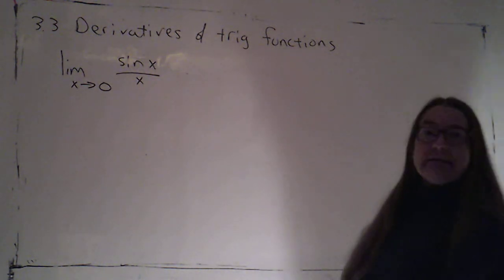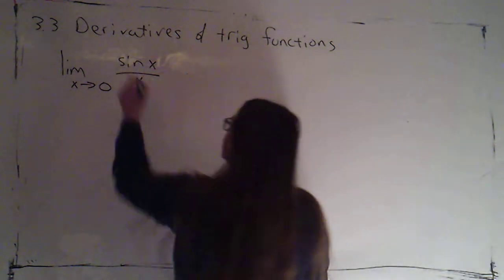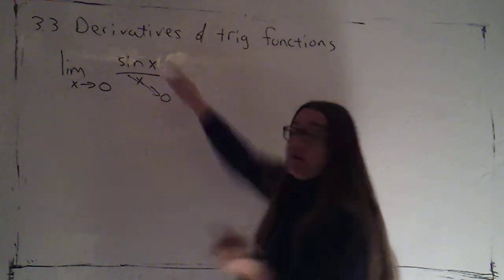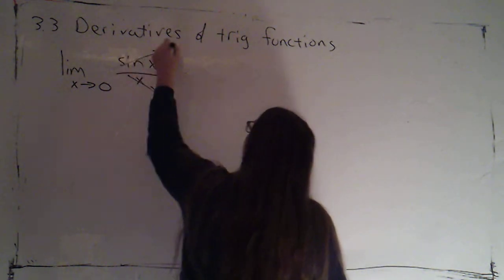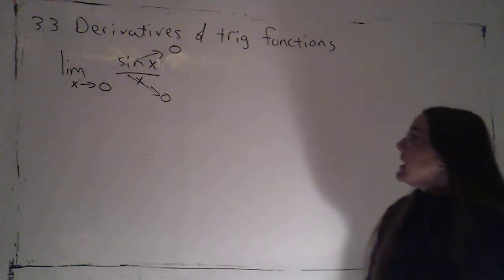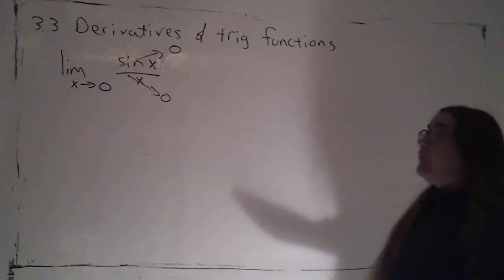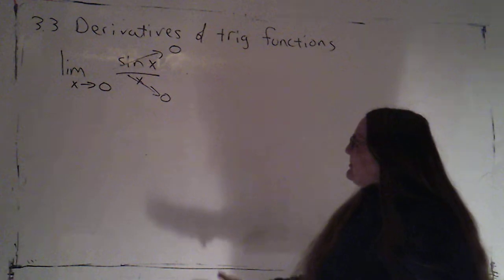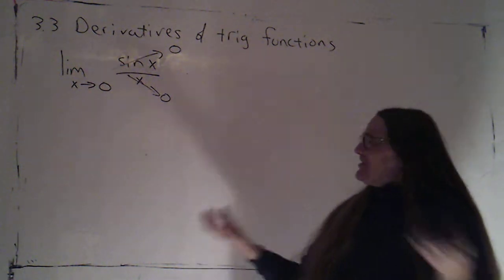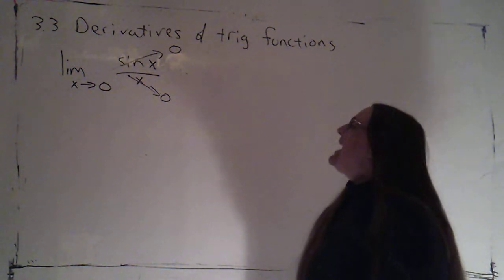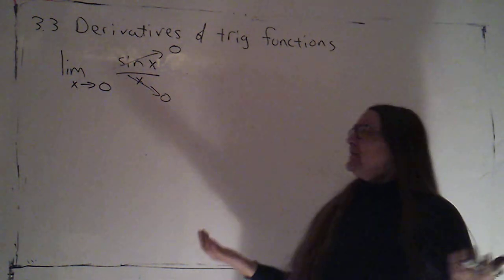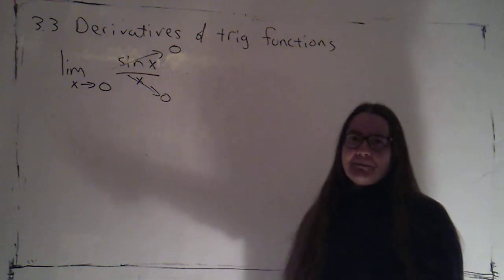Notice this is an indeterminate form. Pretty clearly the bottom is going to 0. Sine of 0 is 0, so the top is also going to 0. So we've got this indeterminate form. It does not look like we're going to be able to factor and cancel because neither of those things factors. Each is just a single quantity. And it doesn't look like we can rationalize and cancel because there are no roots to rationalize.